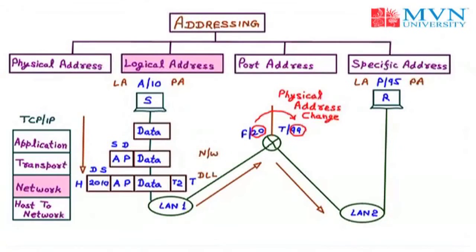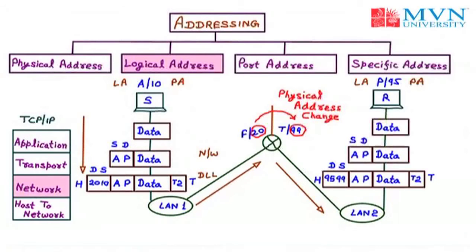Now LAN 2 will send the frame to the receiver in the same fashion as we have discussed from the sender to LAN 1. The modified frame is sent from LAN 2 to the receiver. So that is the way by which, with the help of the physical address and the logical address, we can send the data from sender to receiver.